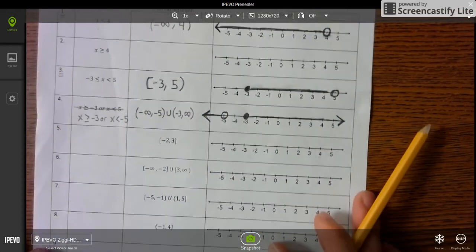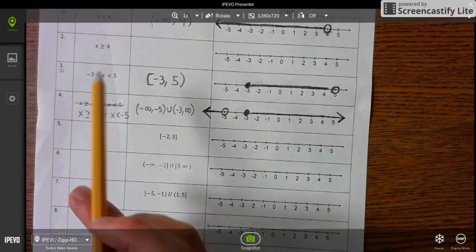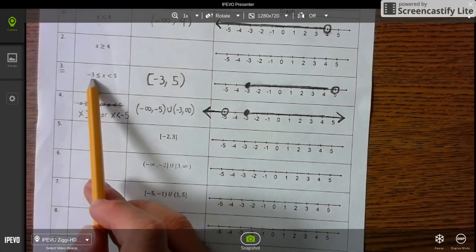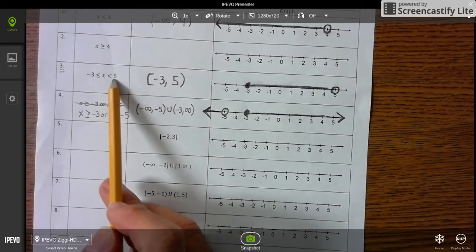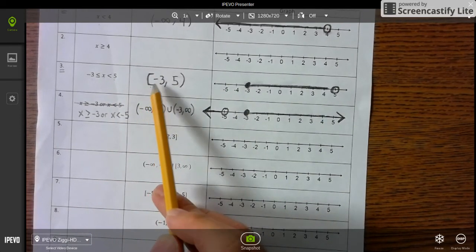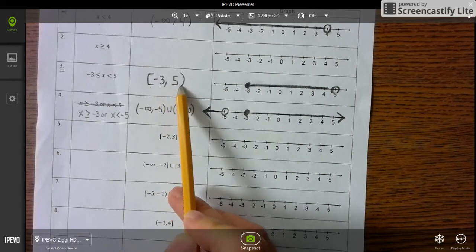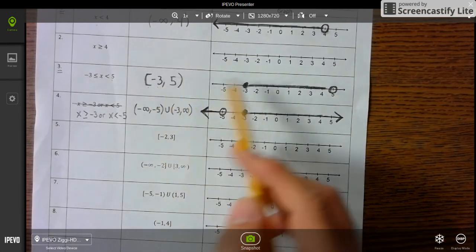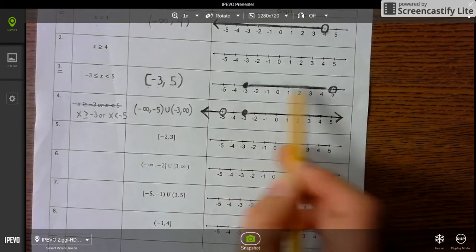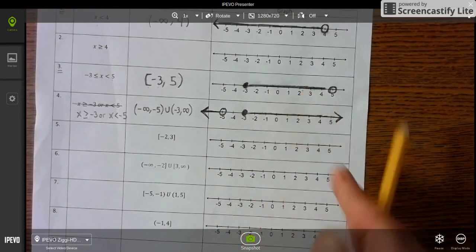Okay. Now, number 3 says that all the numbers are between -3, including at -3, and 5, but not including 5. So in interval notation, this looks like bracket, -3, comma 5, parentheses. As a graph, bracket means closed circle, so closed circle all the way to open circle 5. So all the numbers between here.